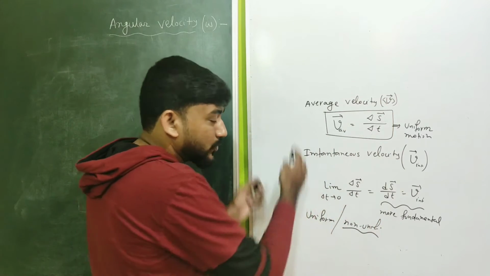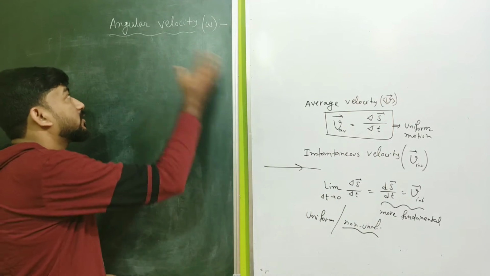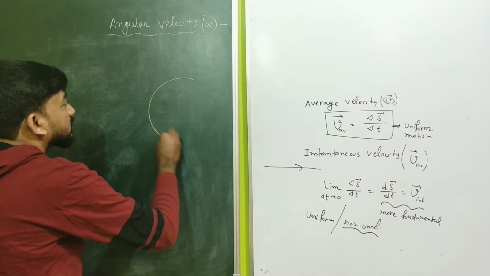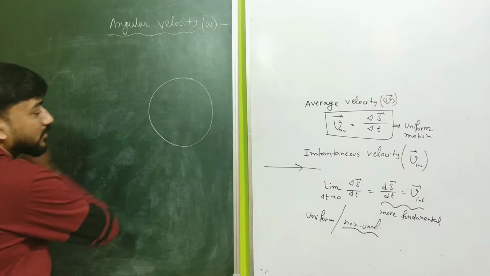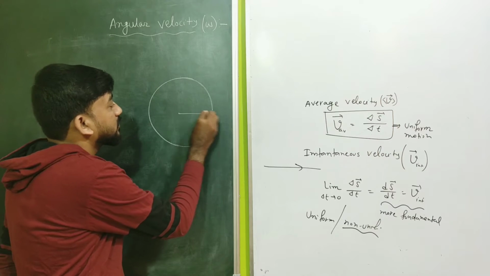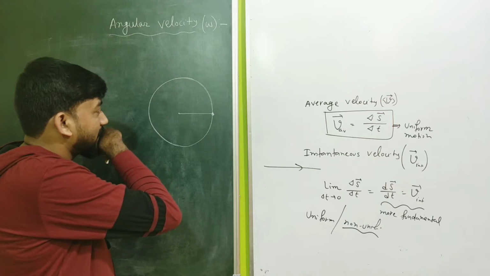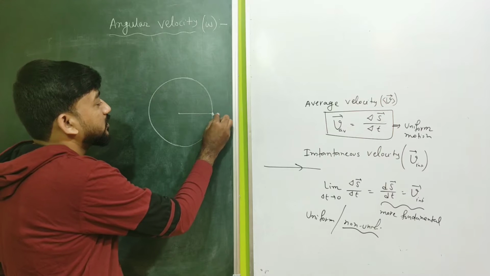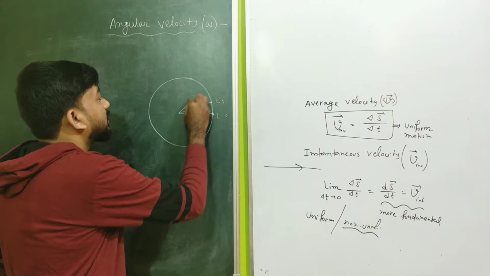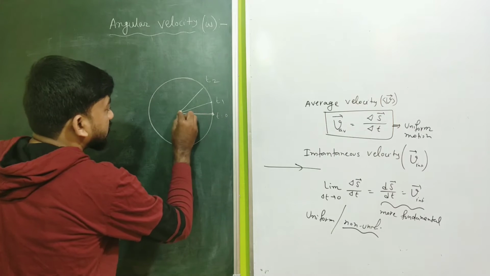Here we talked about linear motion, or motion along a straight line, but the same thing can be converted here for angular velocity, obviously for circular motion. A particle is moving on the perimeter, or circumference, of the circle. Initially let me take it at this point at t equal to 0, at this point at t equal to t1, and at this point at t equal to t2. Let me take this as a reference line.